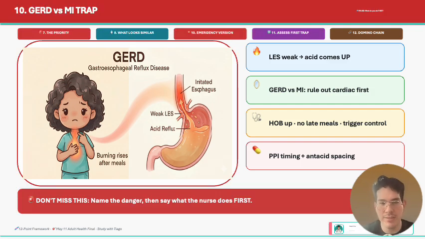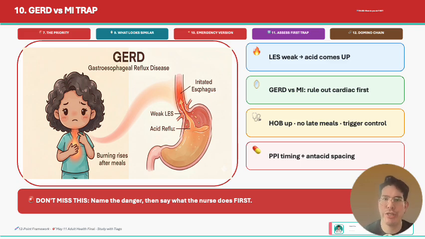So this is the safety, right? GERD can feel like chest burning, but MI, myocardial infarction, can also present with chest discomfort. So even if the story sounds like reflux, the nurse does not dismiss chest pain until cardiac causes are considered. So GERD is more likely when the pain is burning, meal related, worse lying down, improved by antacids or sitting upright, and not paired with cardiac symptoms.